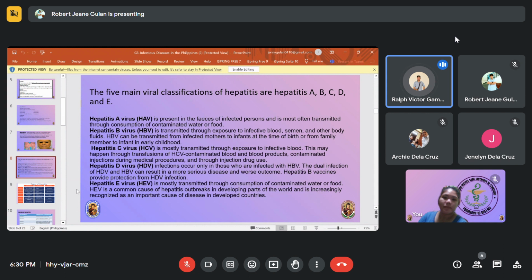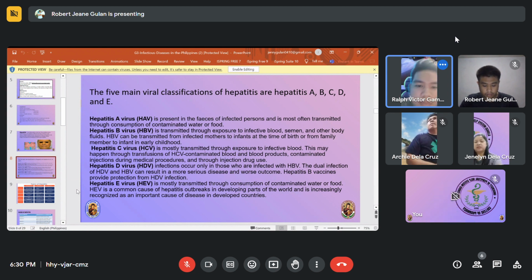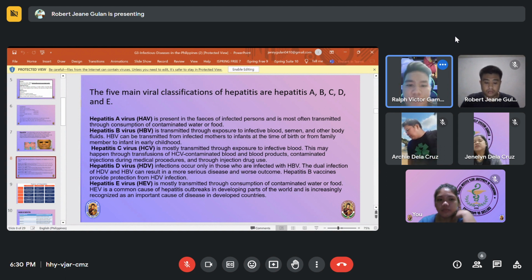So there are five main viral classifications of hepatitis: hepatitis A, B, C, D, and E. So let's talk about the hepatitis A virus. It is present in the feces of an infected person and is most often transmitted through consumption of contaminated water or food.